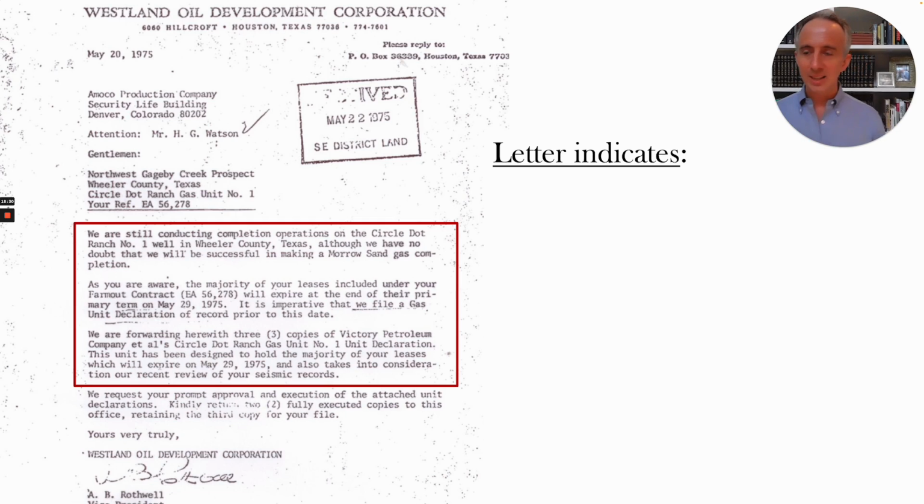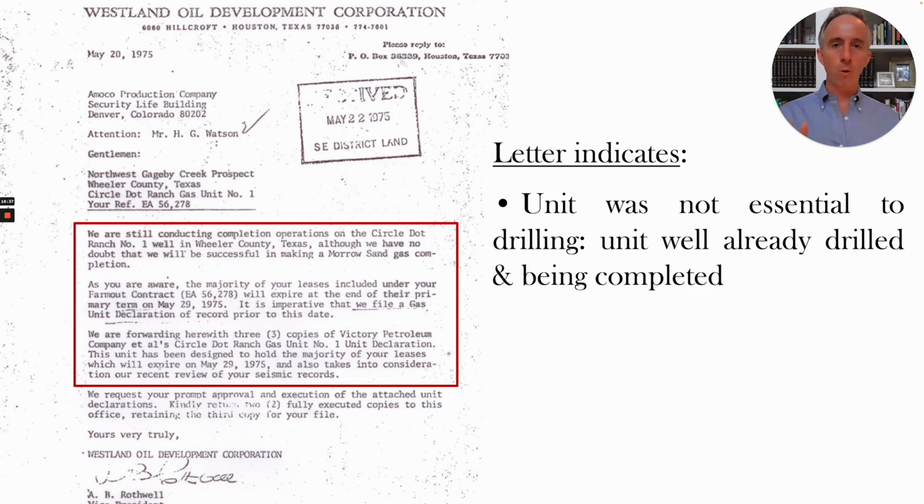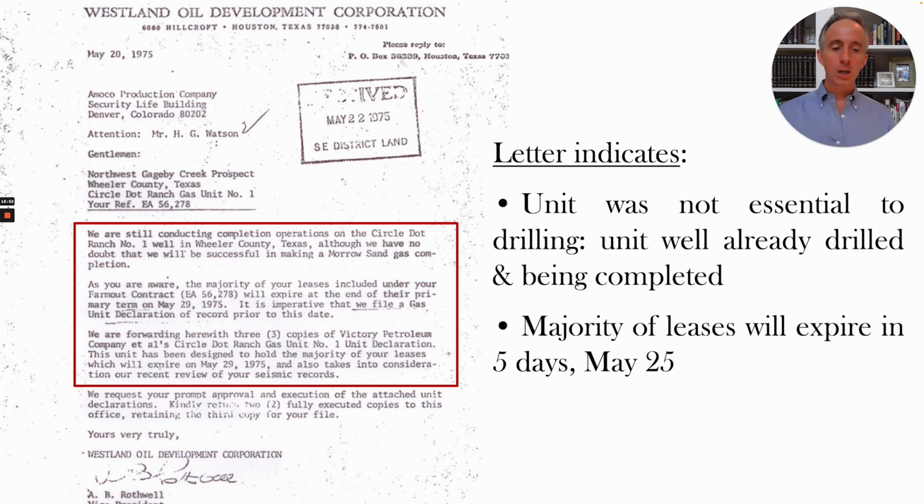So you can see this is a letter. It's from May 20th, 1975, just 5 days before the leases are going to end. And it says some things that you really aren't going to want to see in a lawsuit. One, the unit wasn't essential to drilling. There was actually already a well that was drilled and being completed. Two, the majority of leases were going to expire in 5 days, on May 25th.